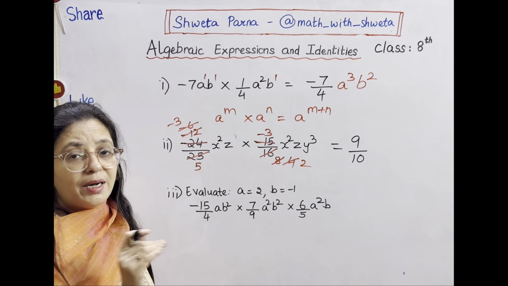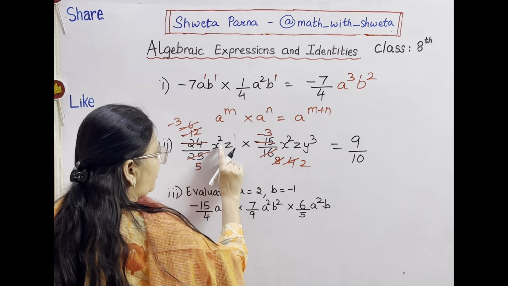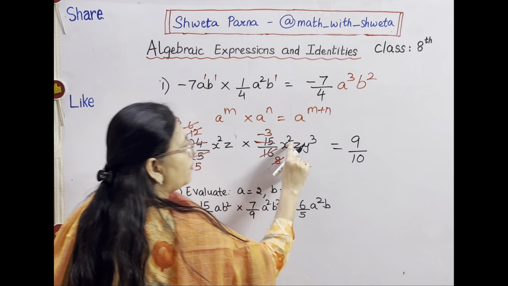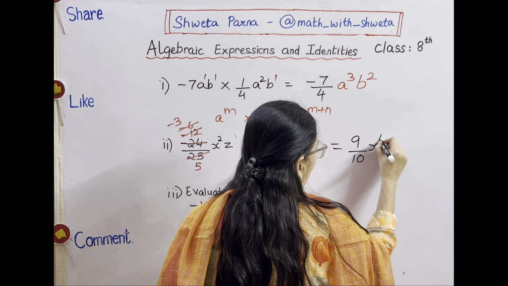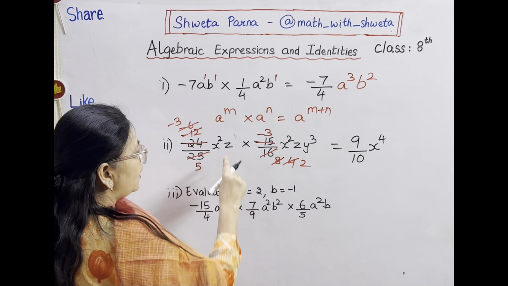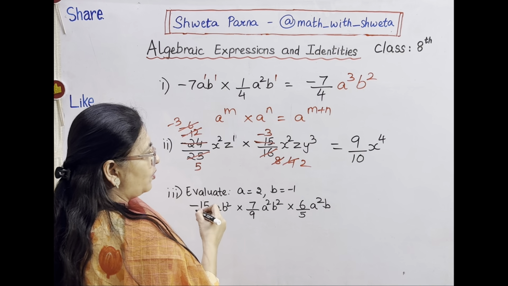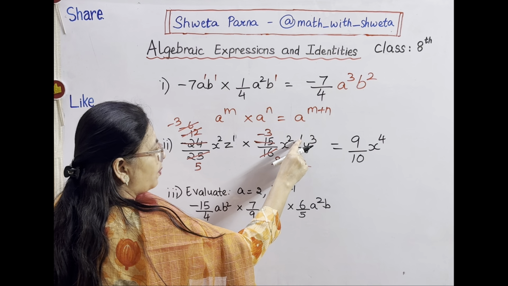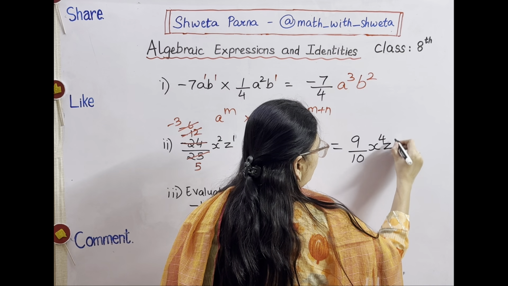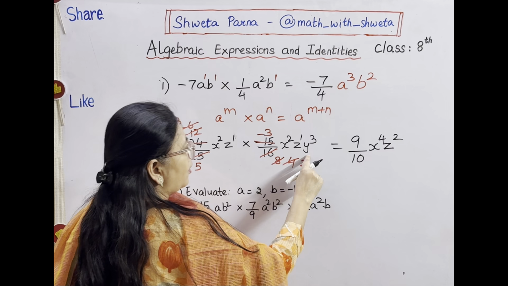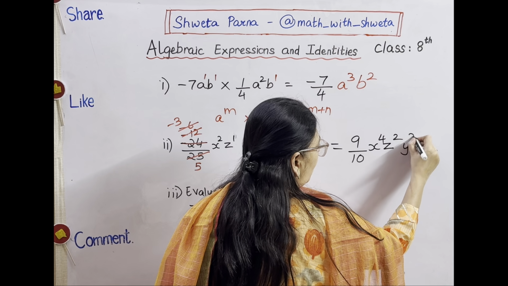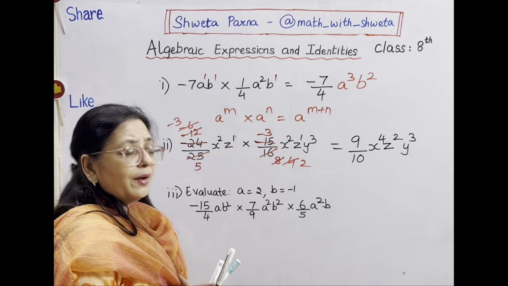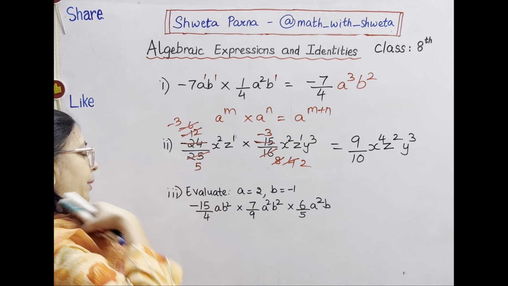Now let's multiply the literals. X square, here also x square. So 2 plus 2 will become 4. So it is x to the power 4. Z, nothing is there, that means 1. Here Z, nothing is there, that means 1. So 1 plus 1 is 2. So Z square. Here there is y cube, so y cube will also come. Clear? Come on.